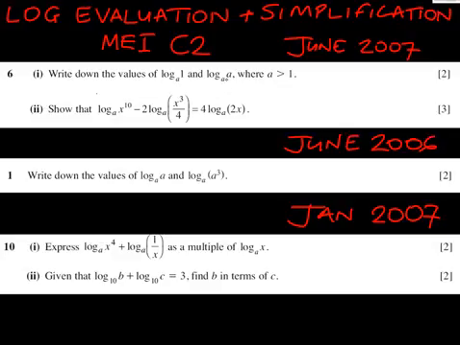6-1 on June 2007. Have a look at that. 1 point each. Write down the values of log base A of 1 and log base A of A. Okay, these should be absolutely fundamentals. That the log base A of 1 is 0. And remember, why is that the case? Because the question, reading it, is what power do we have to put on A to get the value 1? Answer 0, because A to the 0 equals 1.